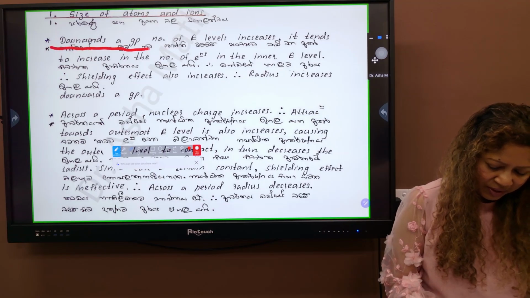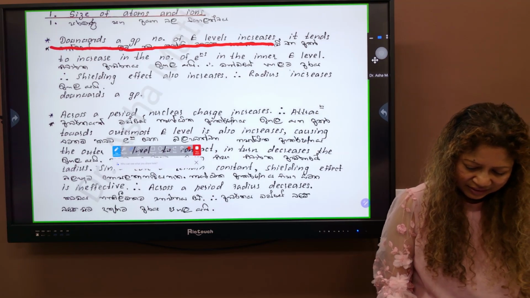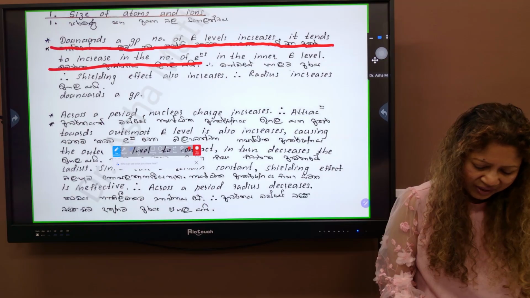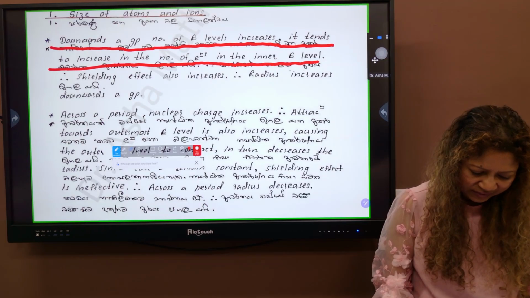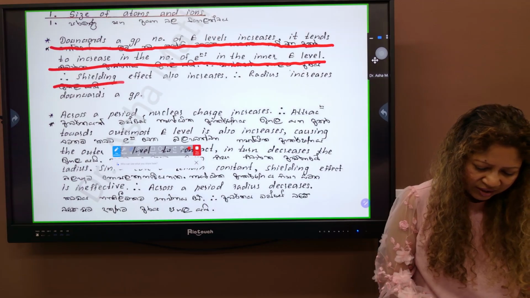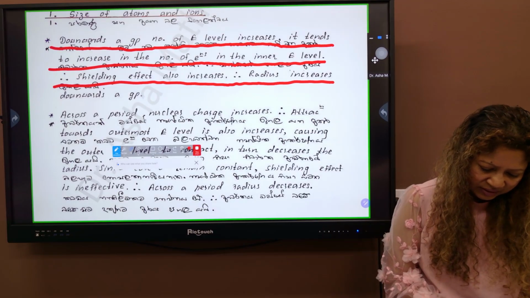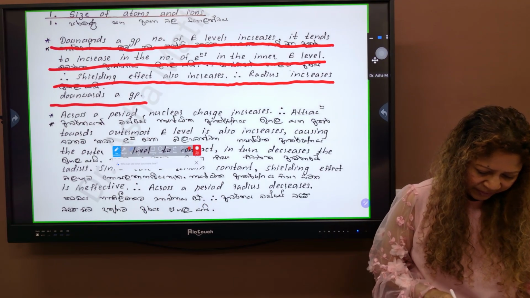Downwards a group, the number of energy levels increases. This leads to an increase in the number of electrons in the inner energy levels. Therefore, the shielding effect also increases. Therefore, the radius increases downwards a group.